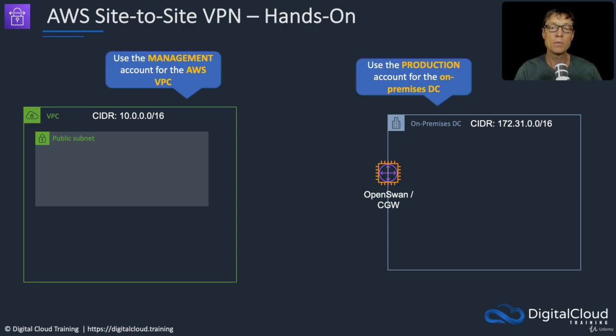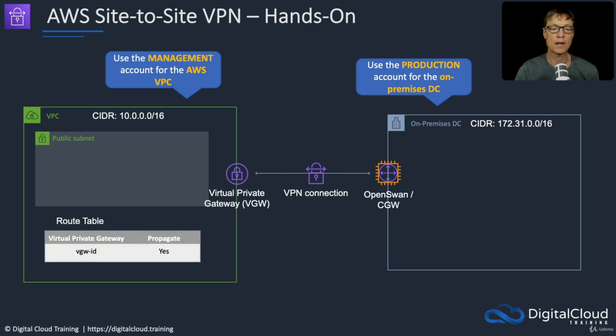So the OpenSwan is essentially going to be the customer gateway. We then have the virtual private gateway on the AWS side. And once we've got those two pieces, we can establish an encrypted virtual private network connection between the two data centers. And this will use the public internet because we're going to be using public endpoints for both the VGW and the OpenSwan customer gateway.